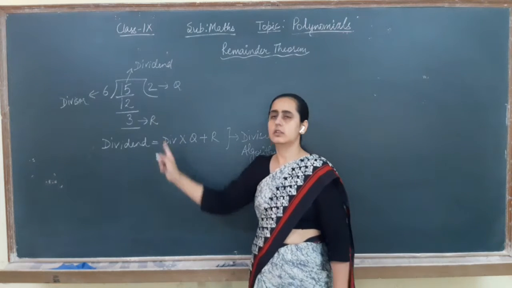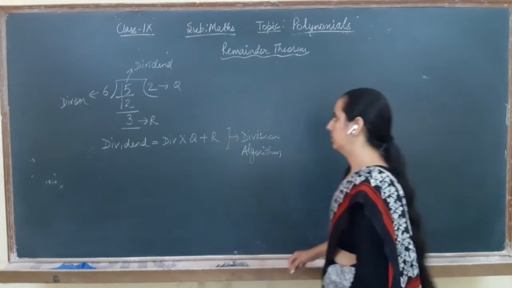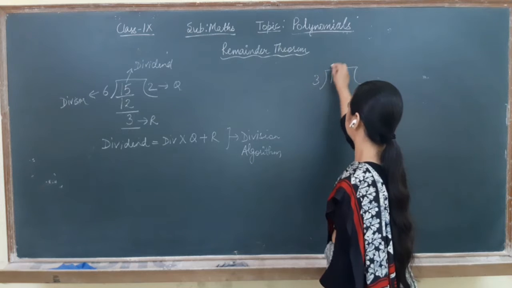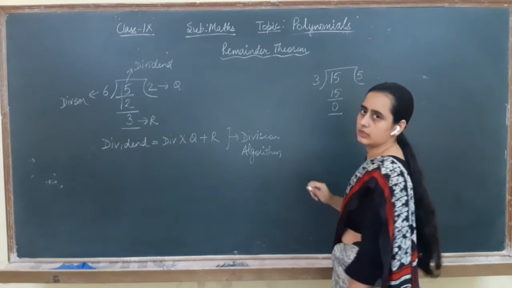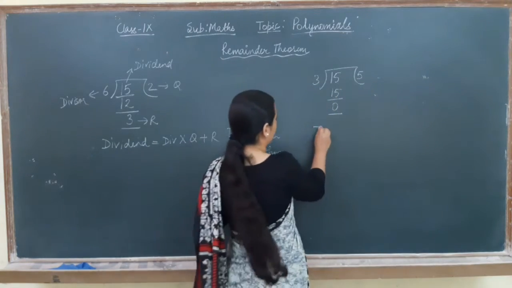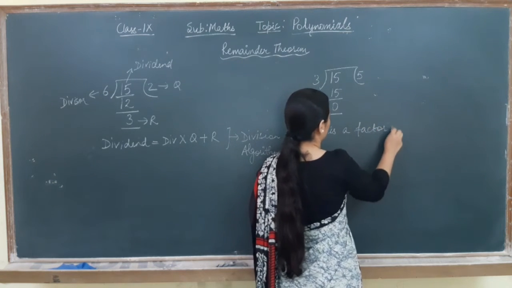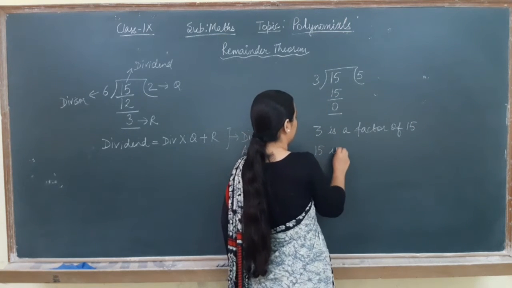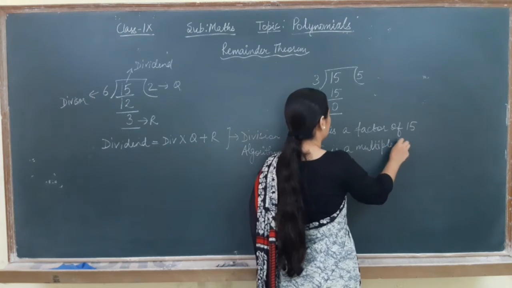Here the remainder was a non-zero number. But if the remainder is 0, suppose I divide 15 by 3. Now my remainder is 0. Fine. So what I can say that 3 is a factor of 15, or in another way I can say 15 is a multiple of 3.